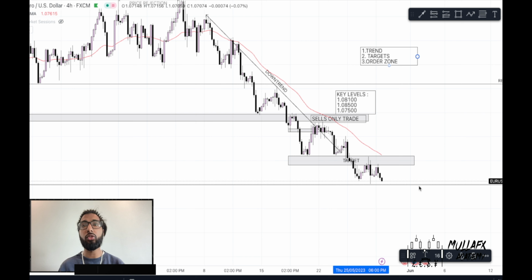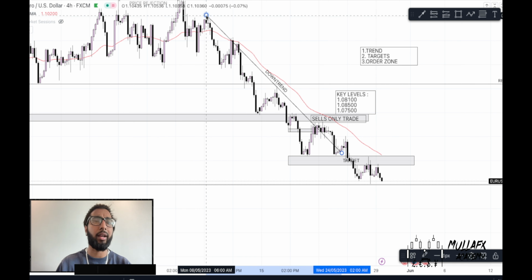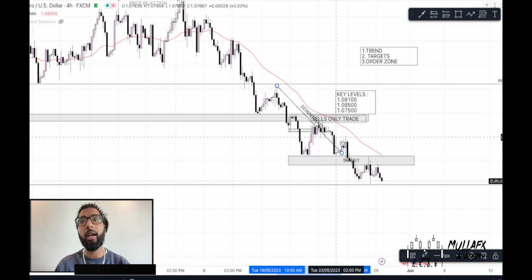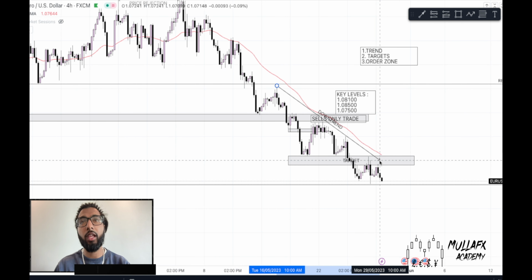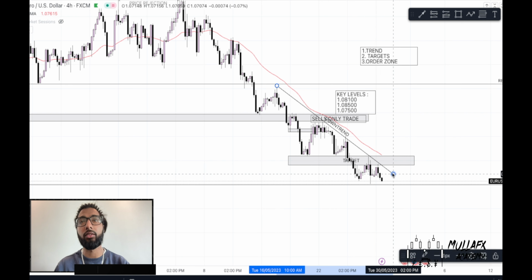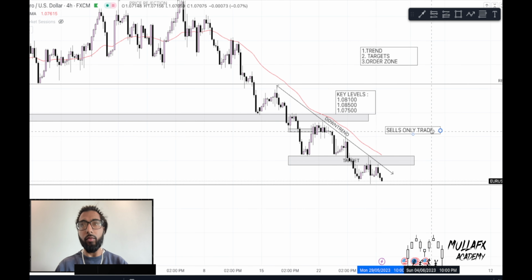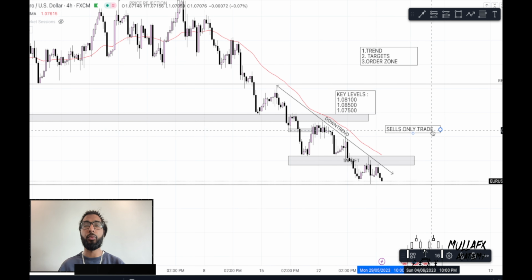We can see we still are in a lovely downtrend. Now we don't have to draw a downtrend from all the way back in the beginning of May because we're almost at June now. We can draw a nice new trend line, and we can see that we have had a really nice week for a downtrend. Now I'm still on a sales only trade.